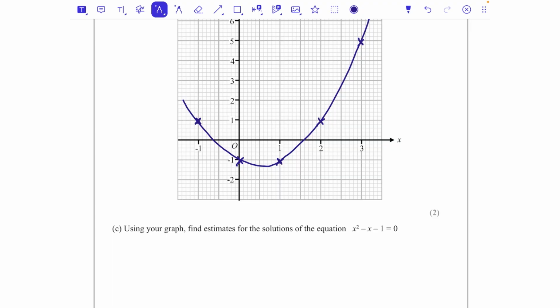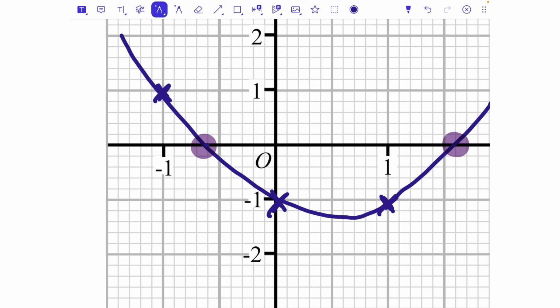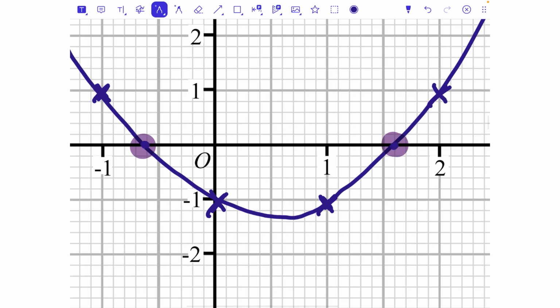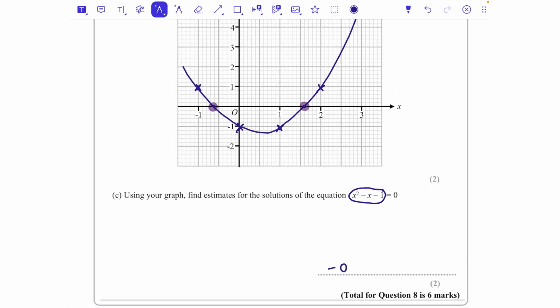Then it says, using your graph, find estimates for the solutions of the equation x squared minus x minus 1 equals 0. Now this is what you've just drawn. When does it equal 0? And it equals 0 in two places, here and here. So I'm going to give the two x values in those points. Now I'm going to say this one is minus 0.6. And I'm going to say this one is 1.6. Each of those little lines is worth 0.1. So my two answers there are minus 0.6 and 1.6.